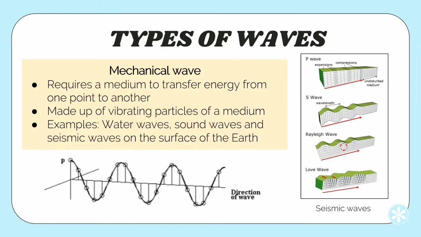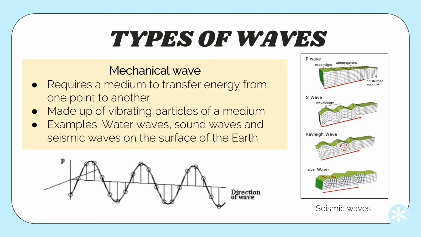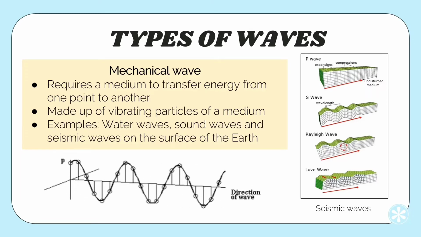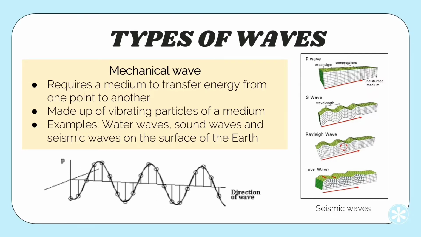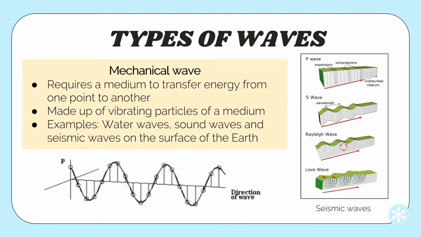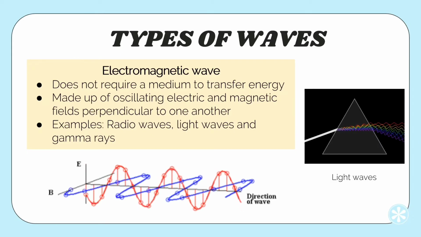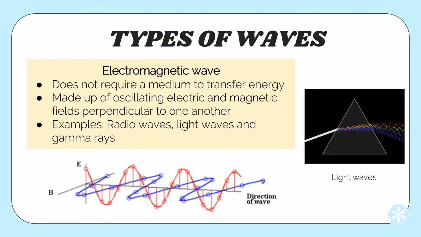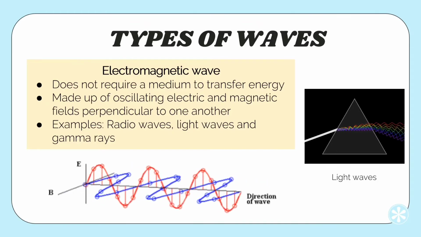Waves can also be classified as mechanical waves or electromagnetic waves. Mechanical waves require a medium to transfer energy from one point to another and are made up of vibrating particles of a medium. For example, water waves, sound waves, and seismic waves on the surface of the earth. Electromagnetic waves do not require a medium to transfer energy. They are made up of oscillating electric and magnetic fields perpendicular to one another. For example, radio waves, light waves, and gamma rays.